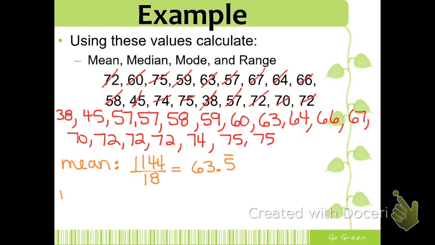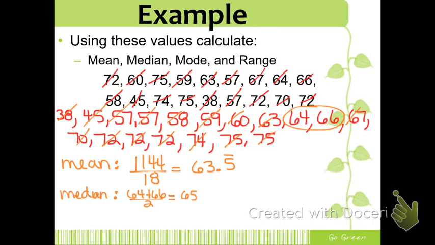The median, since there's an even number of numbers on this list, that means there's going to be two numbers in the middle. If I count from the outside to the inside until I reach the middle, I'm going to find that there are two numbers in the middle, the 64 and the 66. So to find the median, I find the average between those two numbers, which is 65.